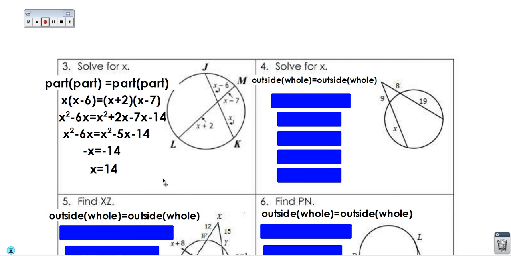I will tell you that this type of problem will probably not be on your quiz, but you should be aware of how this works, and you should be able to complete it just in case it shows up on a test.